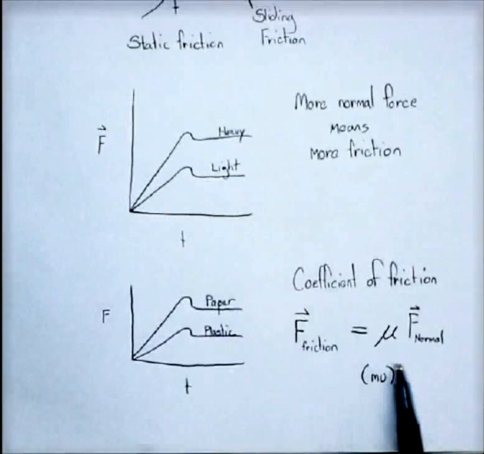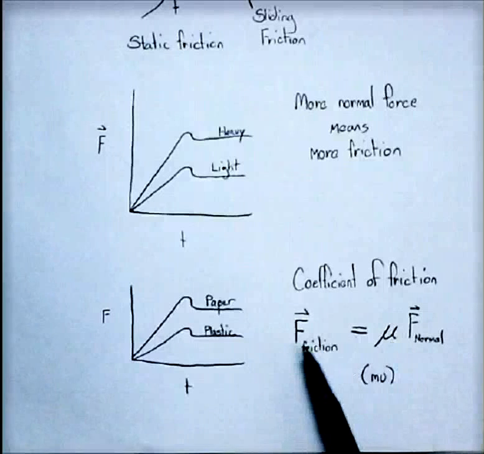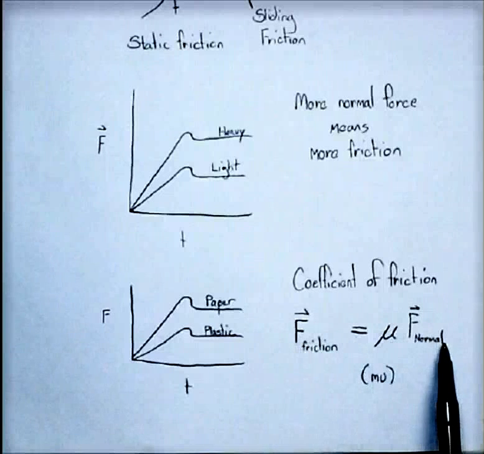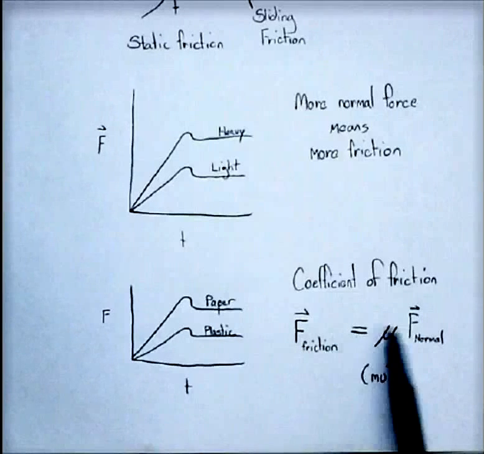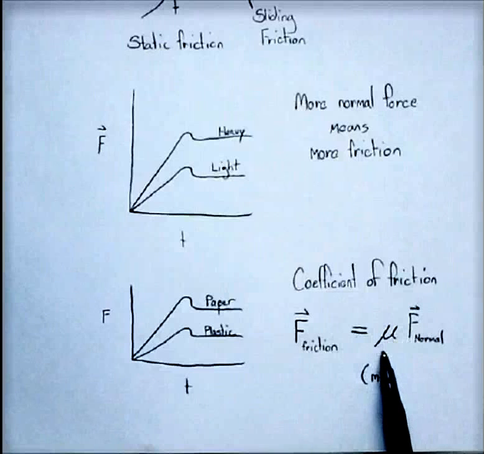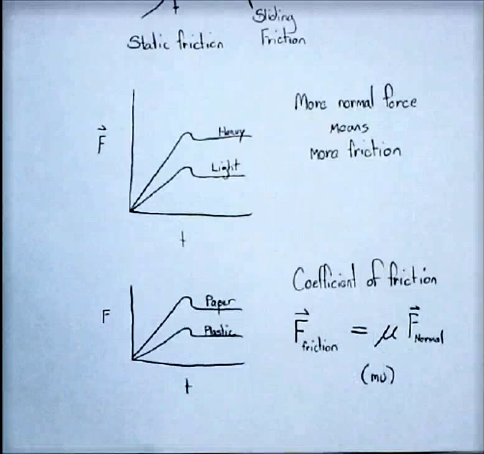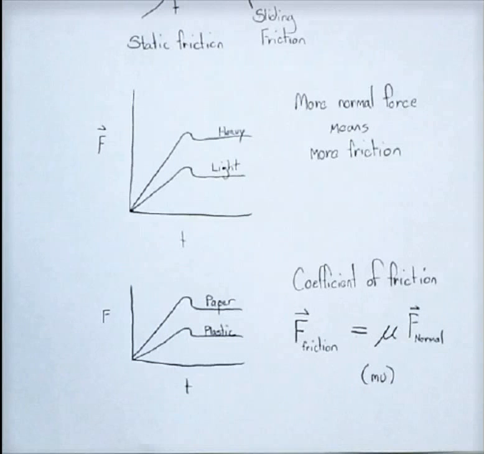So again, greater coefficient of friction means more friction. Greater normal force means more friction, and vice versa. Less of this produces less friction, less normal force, less friction. So hopefully you saw that in your lab and now have a pretty good handle on it.